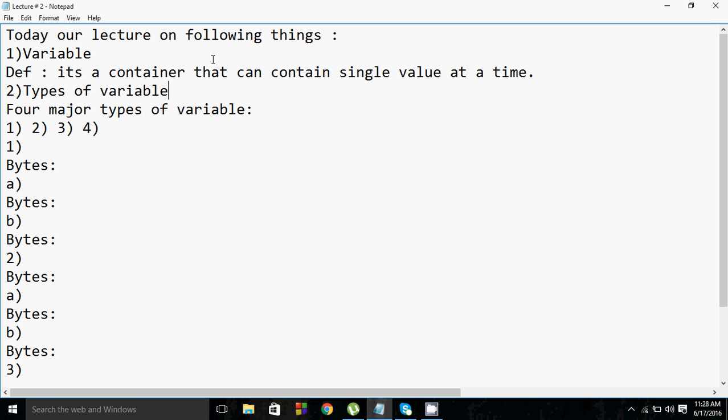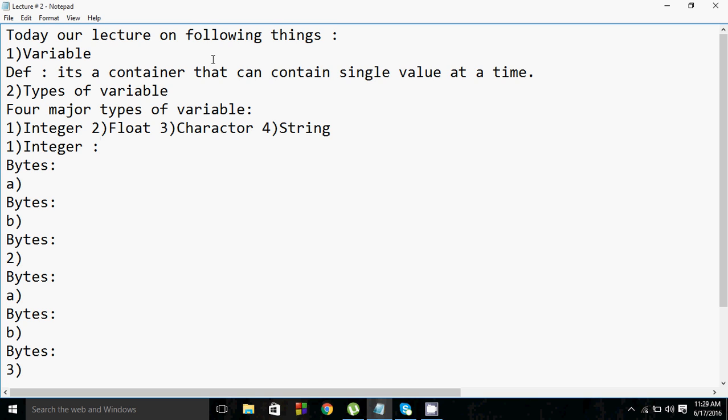Now, as we know, the user has different types of data, which include names, numbers, IDs, and many other things. So we categorize our variables into four different parts. The first one is integer. The second one is float. The third one is character, and the fourth one is string. Yes, the first one is integer.